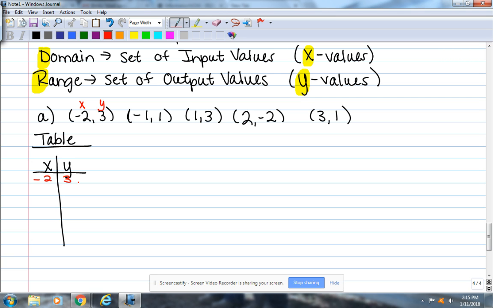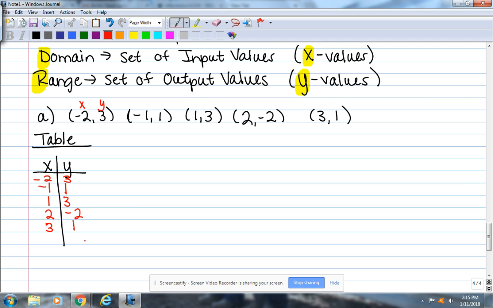So to finish out my table, the next point, -1, 1. -1 is the X, 1 is the Y. In the next ordered pair, 1, 3. 1 is the X, 3 is the Y. The next one, 2 is the X, -2 is the Y. And then lastly, 3 is the X, 1 is the Y.